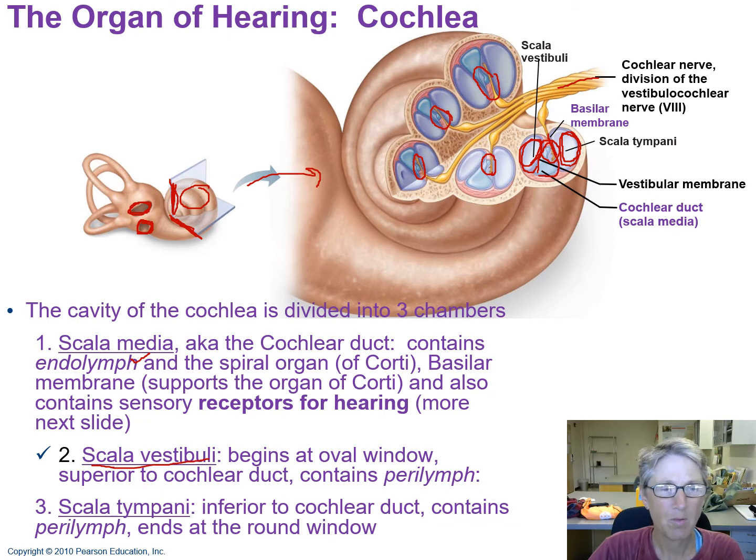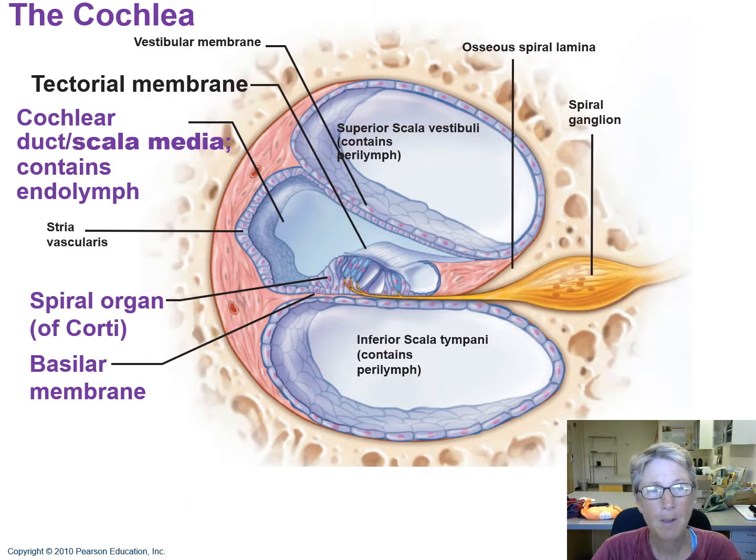So remember, the stapes sits over the oval window, and the stapes is going to move back and forth with the movement of the tympanic membrane, and it's going to start the fluid, that endolymph and perilymph, moving in your ear. Then that's going to excite sensory receptors so that you can hear. So here's a better cartoon that shows you the organ of Corti.